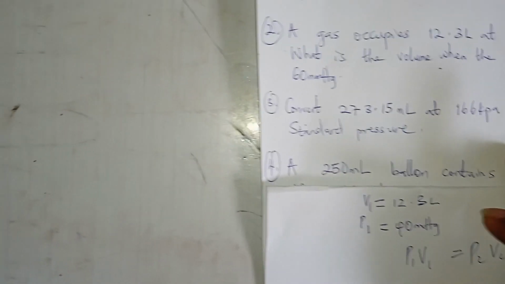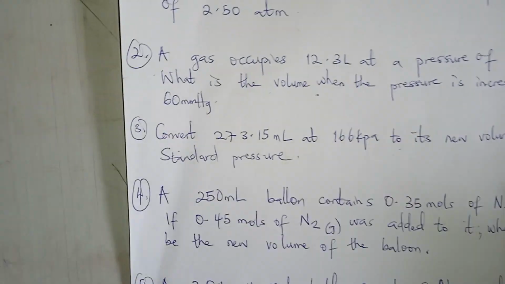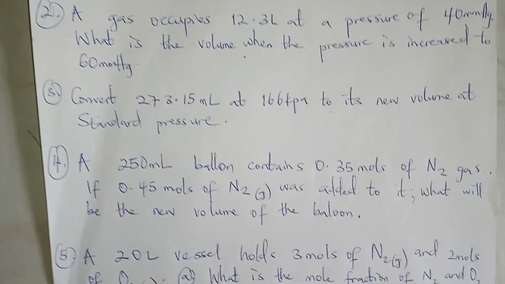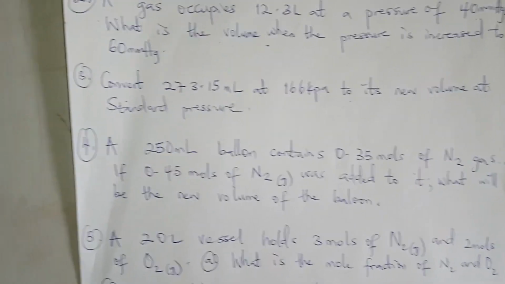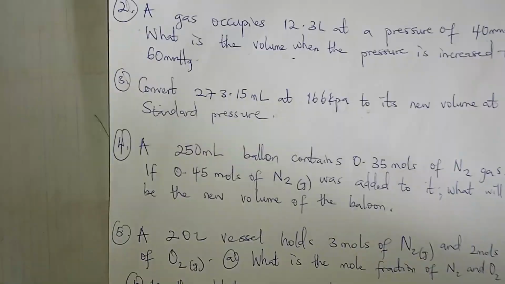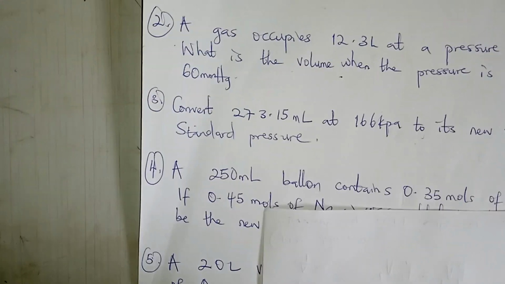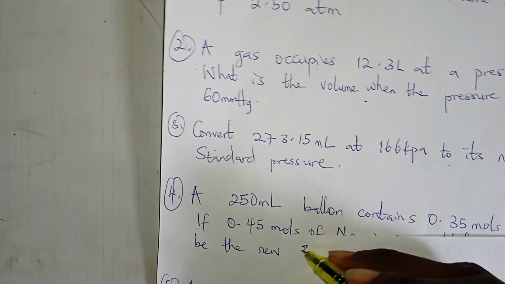Question 3 says convert 273 milliliter at 166 kilopascal to its new volume at standard pressure. Sometimes they can say standard temperature and pressure, STP, whichever way they put it. You just need to know that. Question 3.